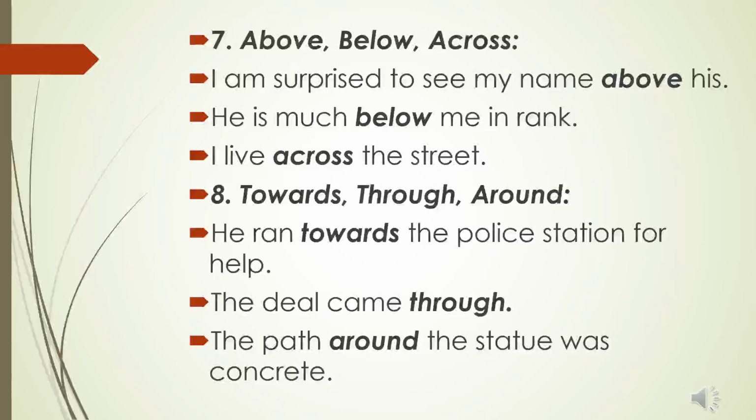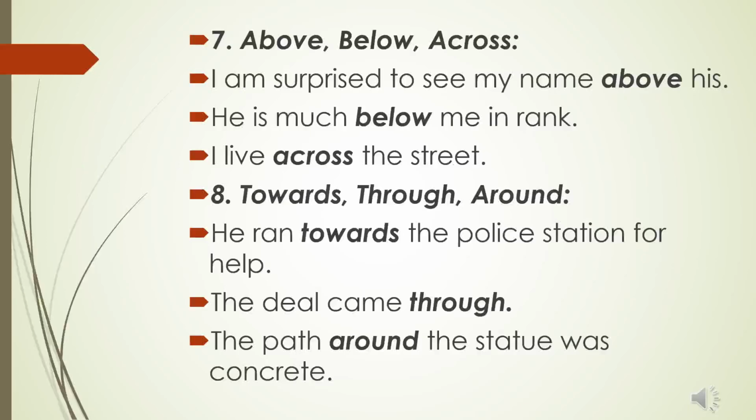We also have words like towards, through, around, which are used as prepositions. Towards denotes in the direction of. Through indicates a piercing action and also the happening of something. For example, the sword ran through him. That is a piercing action. The deal fell through. That means the deal failed. The deal came through. That means succeeded in making the deal.